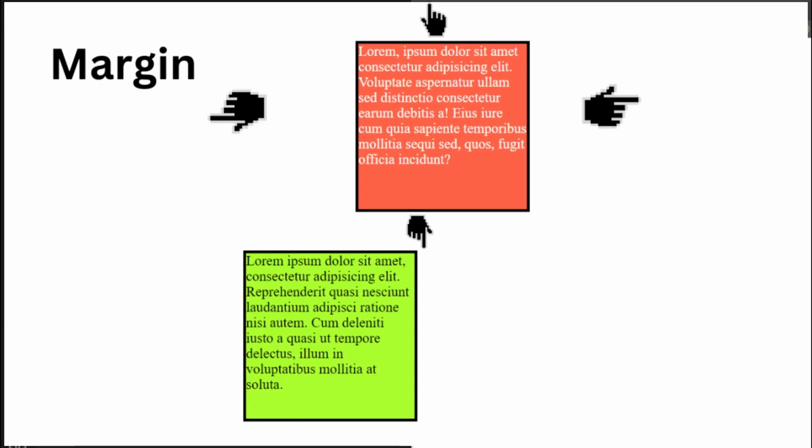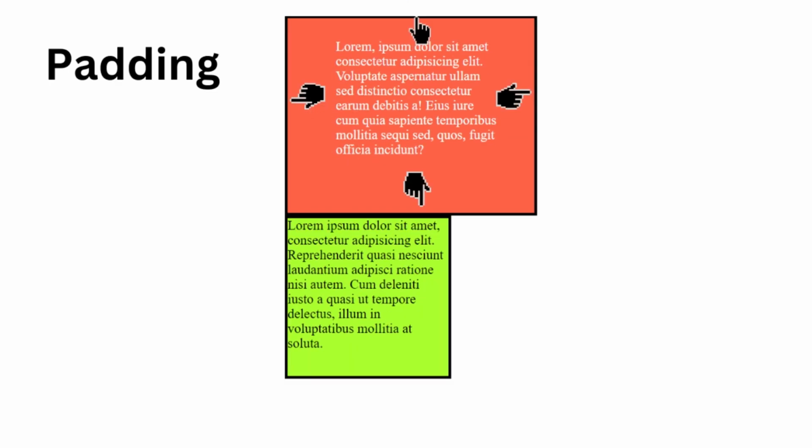Margin properties are responsible for defining the space around an element. It's important to remember that padding specifically refers to the space between the content and the border of the element.